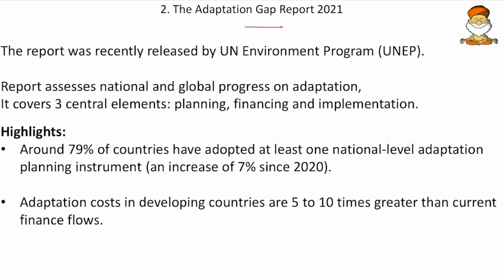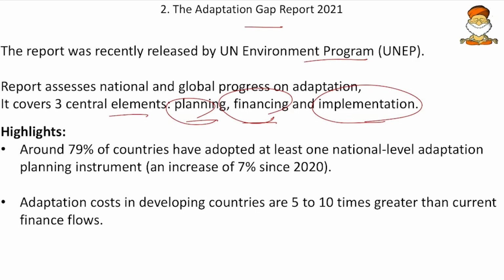Then come to the next, the adaptation gap report. The report was released by UNEP again. So remember, the adaptation gap and the emissions gap report, both by UNEP. The report assesses national and global progress on adaptation. So here it is about how we adapt to the current temperature, how we adapt our lifestyle so that we will emit minimum carbon dioxide and other greenhouse gases. And it covers three central elements, that is planning, financing and implementation. So in all these stages, adaptation is looked into.